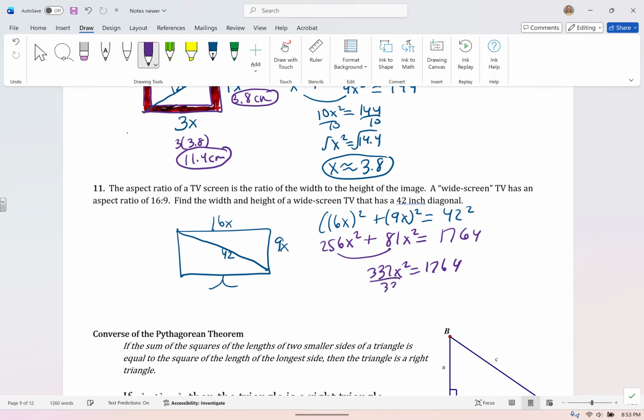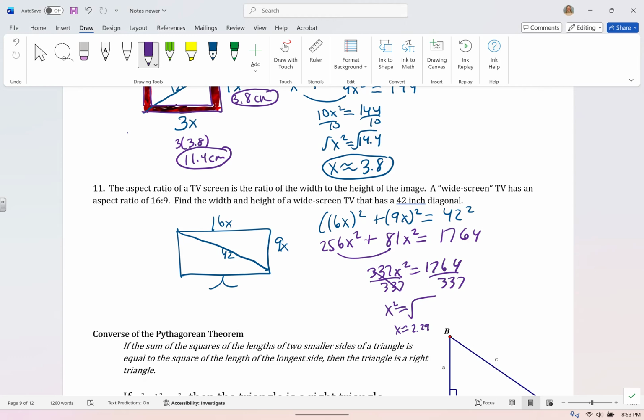Divide by 337, x squared equals something. Okay, and then you're going to square root that value. So find that quotient and then take the square root of that answer. You're going to get 2.29.